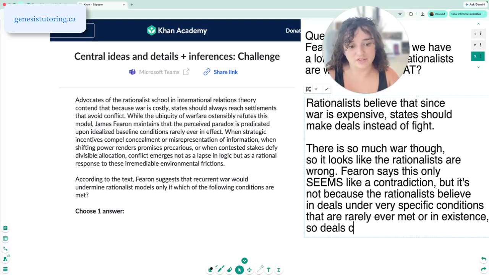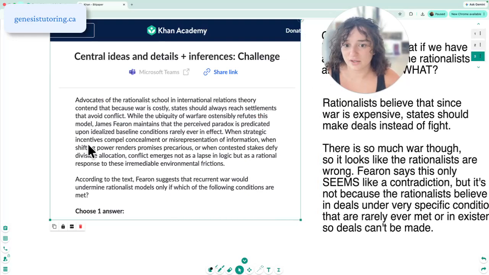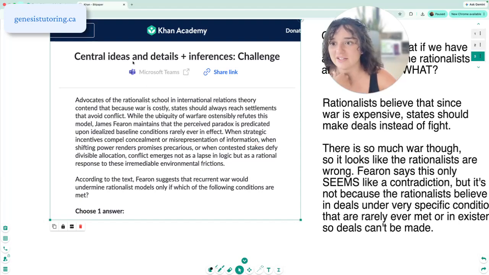So deals can't be made. All right? When strategic incentives compel concealment or misrepresentation of information, when shifting powers render promises precarious, or when contested stakes defy divisible allocation, conflict emerges not as a lapse in logic, but as a rational response to these irremediable environmental factors. All right, so what is that saying?